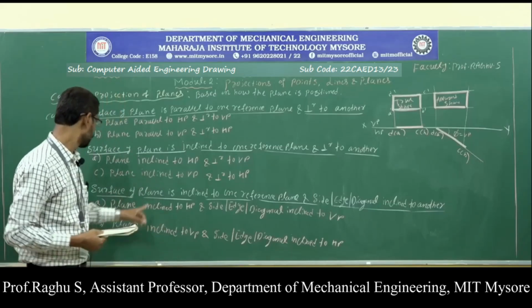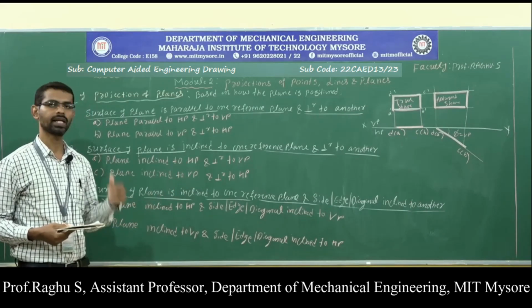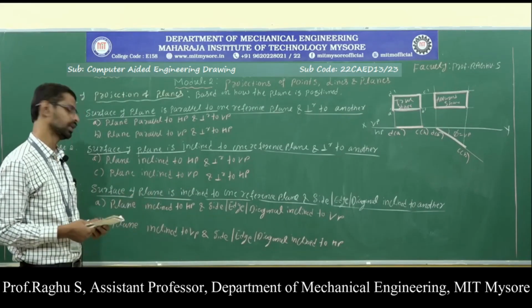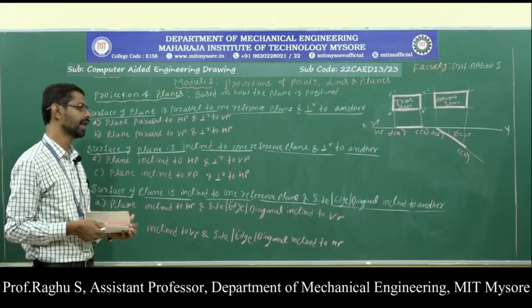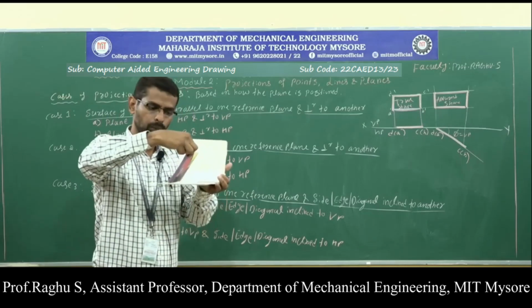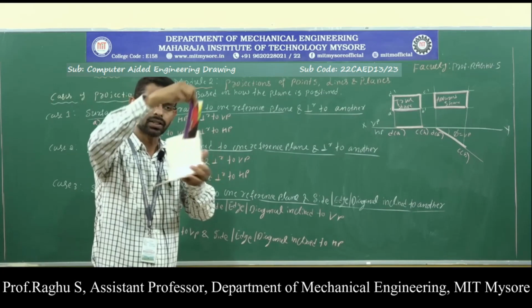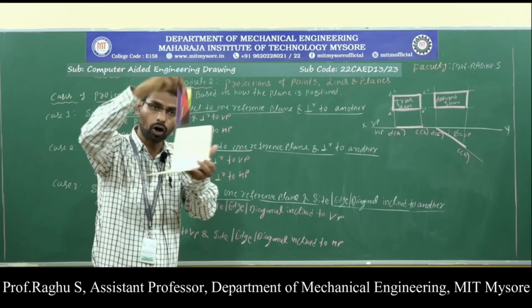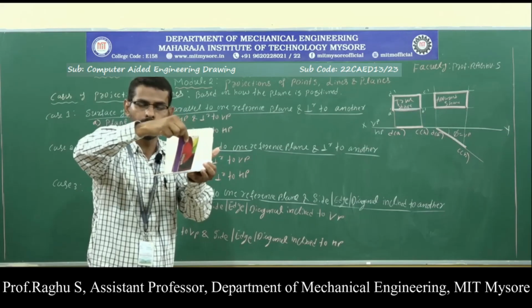So now the last one: the surface of the plane inclined to one of the reference planes and the side or edges inclined to another. In that first one, the plane is inclined to HP and the side or edges are inclined to VP. Okay, here the position is like this. The plane is inclined to HP, and this is the resting side on which the lamina rests, and this side is inclined to VP.